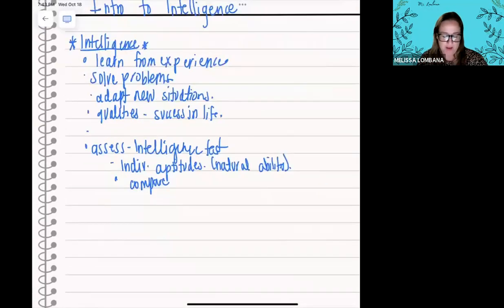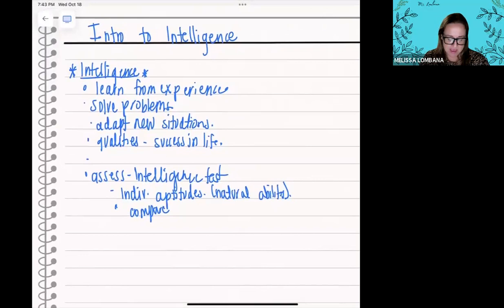Not. Okay, so you're going to skip a line and then we're going to start the next one, which is the different types of intelligence.